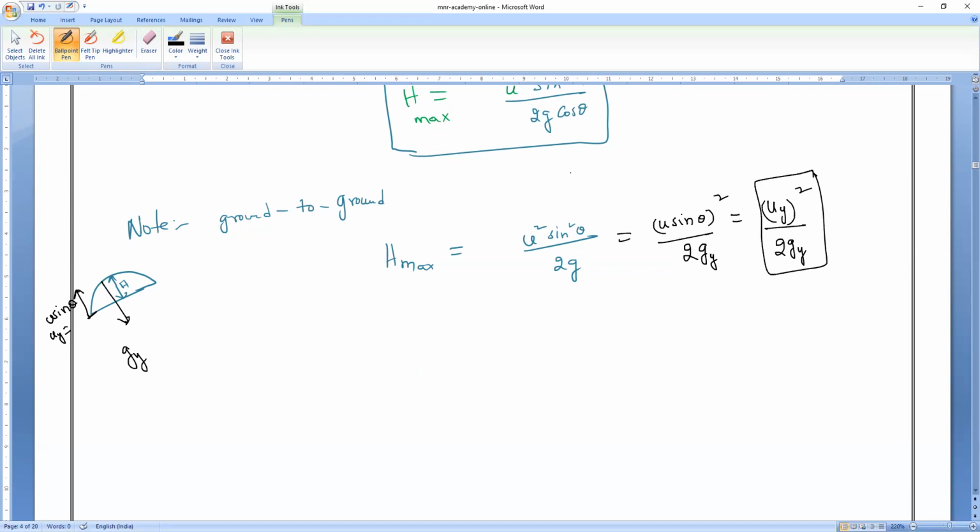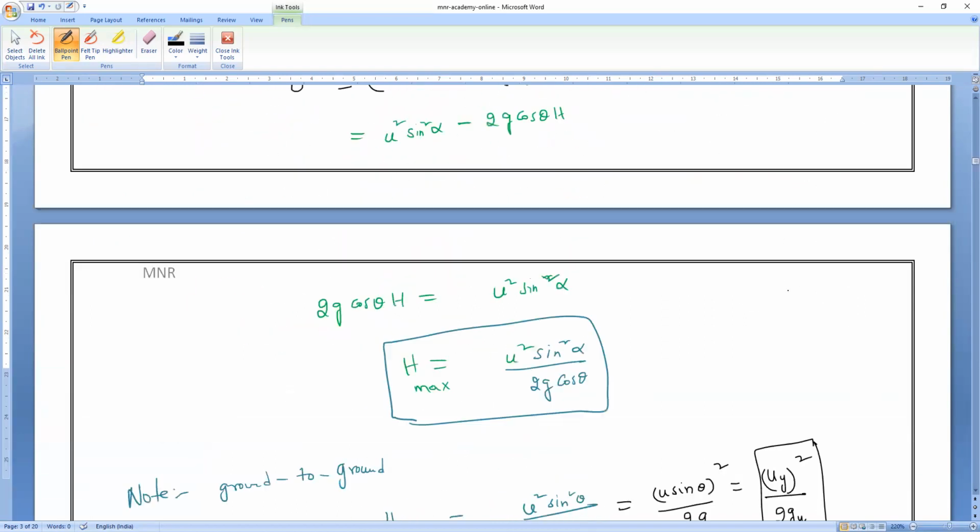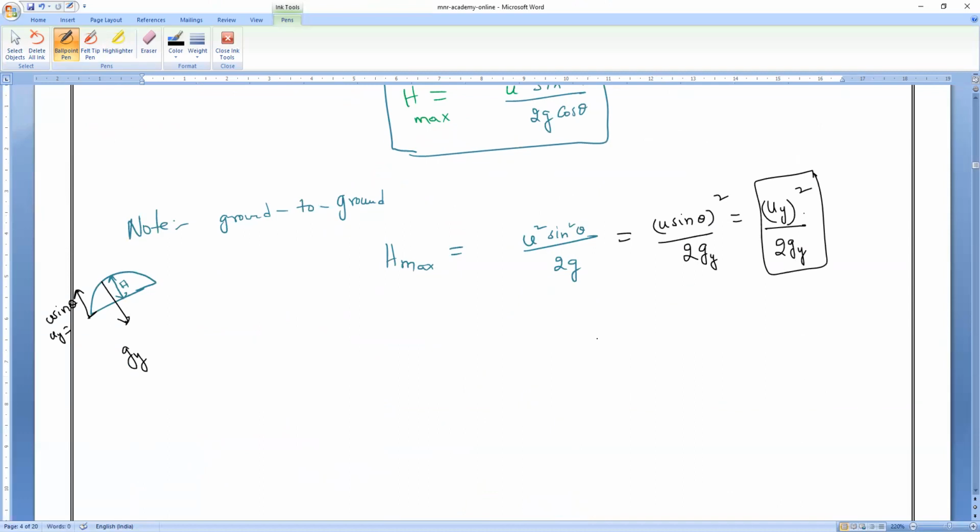Now see, what is the velocity in the y direction in this case? It is u sin alpha, where alpha is the angle of the inclined surface. Velocity in the x direction is u cos alpha. So velocity in the y direction is u sin alpha, whole square, divided by the acceleration in the y direction, which is g cos theta. So in place of that, I can write g cos theta.